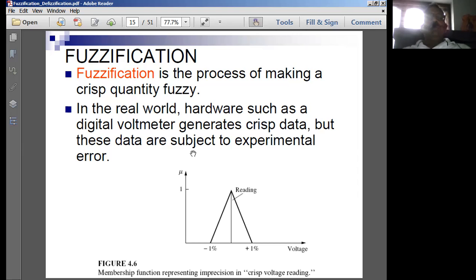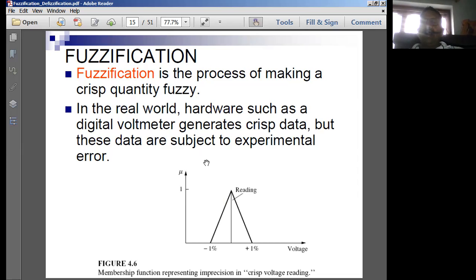What is fuzzification? Fuzzification is the process of converting crisp data into fuzzy data. It is actually similar to something like the sampling process, or something like a modulation kind of process.